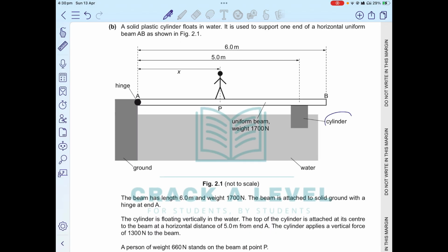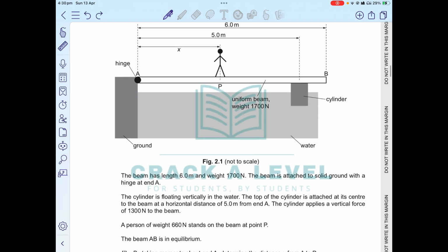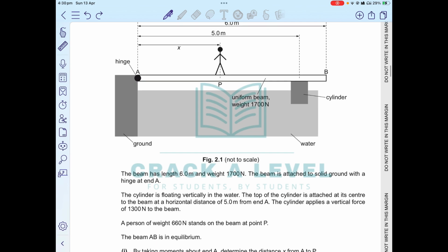There's a solid plastic cylinder which is floating in the water, and it is being used to support the beam AB as shown in the water. The beam has a length of 6 meters, which is given, and a weight of 1700 newtons. It's a uniform beam, so the weight would act exactly in the center, at 3 meters from here. At 3 meters, the weight would act, which is 1700 newtons.